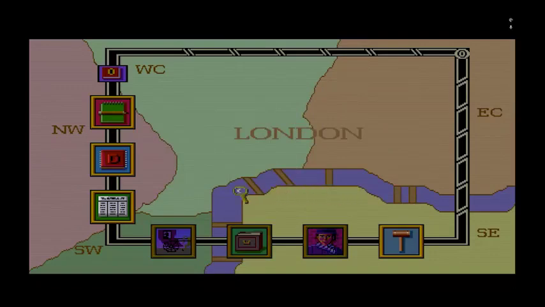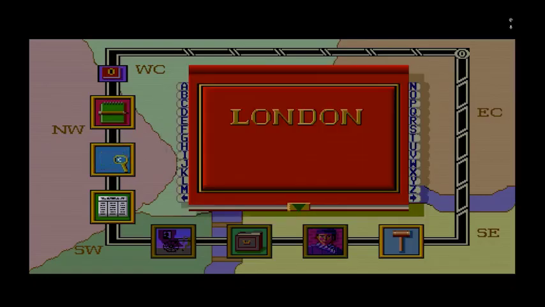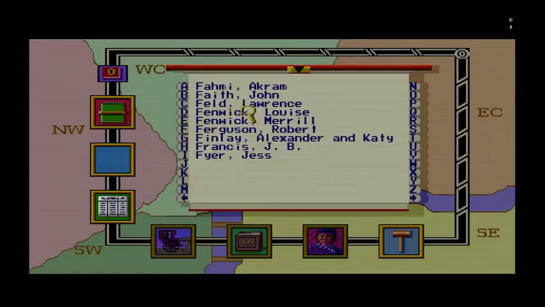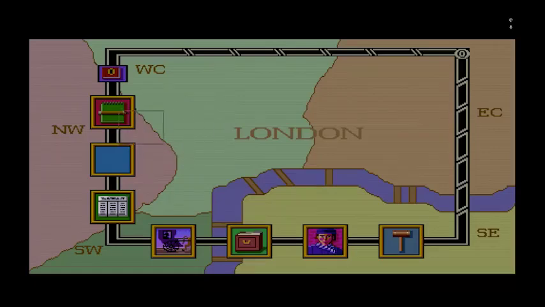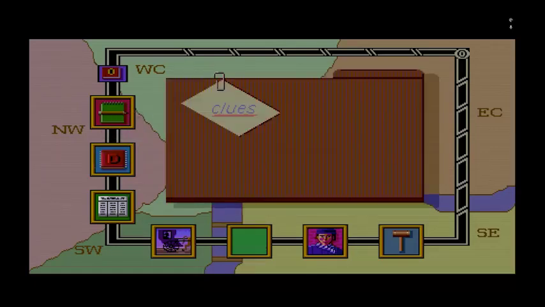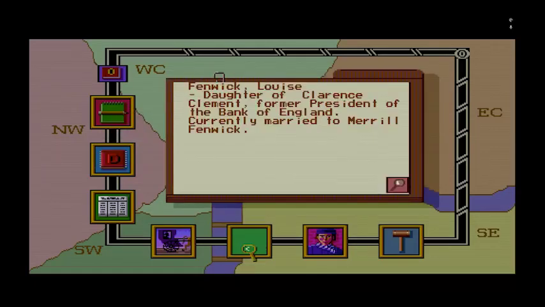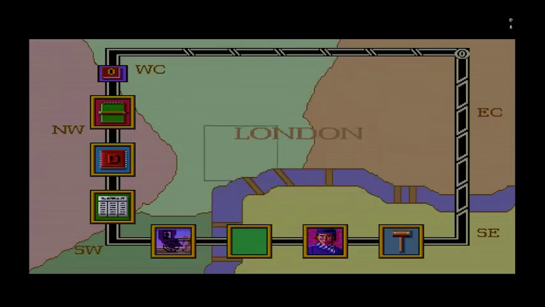Well then, next on the line is Louise and Merrill Fenwick. Fenwick. Okay. Louise Fenwick, daughter of Clarence Clement, former president of the Bank of England, currently married to Merrill Fenwick.